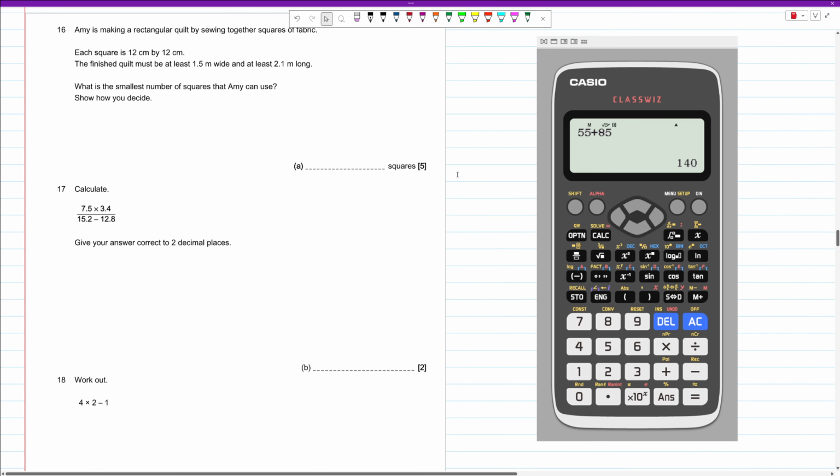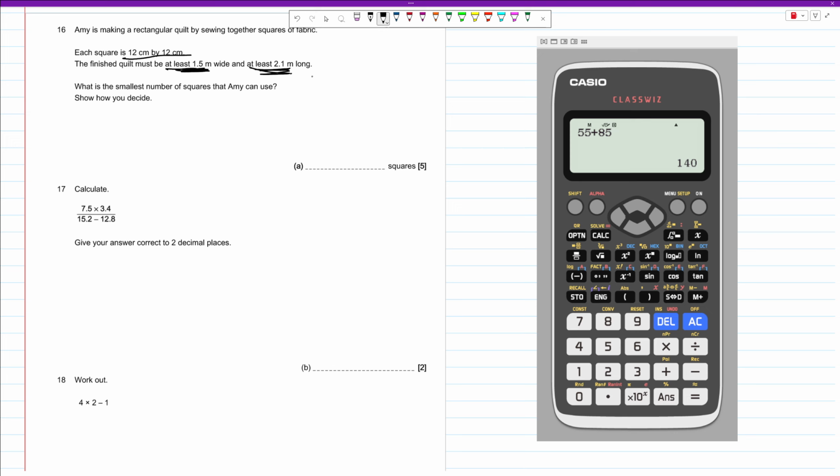Okay. Right, Amy is making a rectangular quilt. Each quilt is 12 centimeters by 12 centimeters. The finished quilt must be at least 1.5 meters long and at least 2.1 meters long. What is the smallest number of squares that Amy can use?